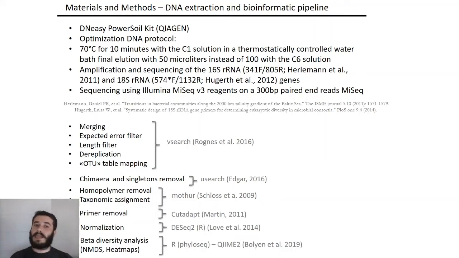The 16S and 18S genes were amplified for 450 base pair and 550 base pair amplicons respectively, which were then sequenced using the Illumina MiSeq V3 reagents on an Illumina MiSeq. For the bioinformatic pipeline, we used a variety of programs, and for the final beta diversity analysis, we used mainly the phyloseq package in R and QIIME 2.